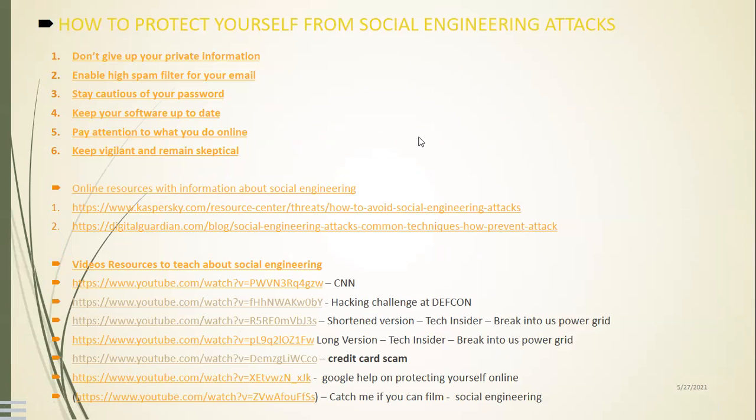So here is how to protect yourself from social engineering attacks. One, don't give up your private information at all. Two, enable a high spam filter for your emails. Three, stay cautious of your passwords. Ensure that you update your password every 60 days or 30 days. Make sure you don't use the same passwords, and make sure you follow the guidelines for making a password.